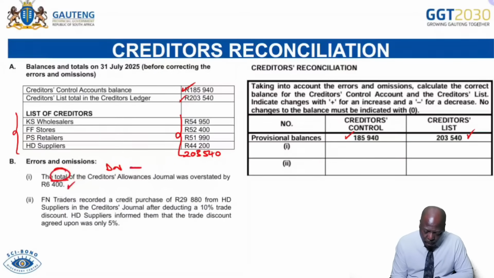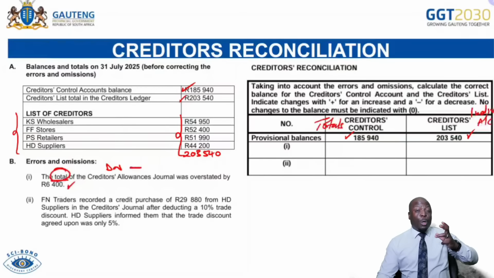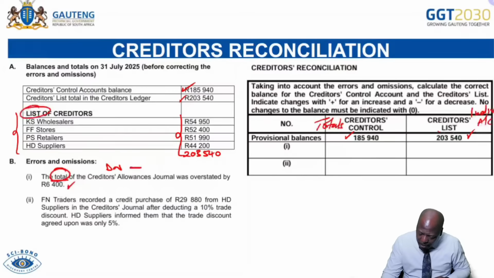And once I hear the word total, I know that in my creditors control, I deal with totals, but in my creditors list, I deal with individual accounts. So in my creditors control, we're dealing with the total of creditors. So once you hear the word total, you must think creditors control. But if they bring in a name, they start talking about FF stores, HD suppliers, you know that it has to do with the list. So I have to come to the creditors list. So here they're saying, again, the total. So it tells me creditors control. The total of the creditors allowances journal, which is a minus amount, was overstated. So we subtracted too much. So we're going to come here, then we're going to say plus 6.4. Over there like that. Let's go on to the next one. That's it.